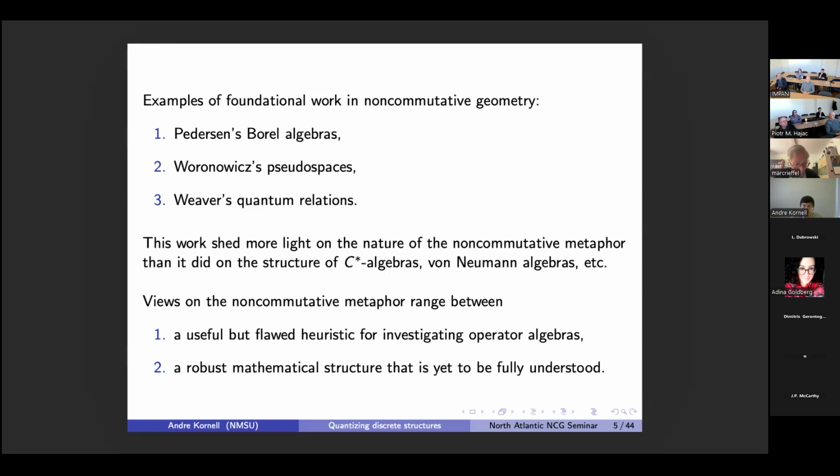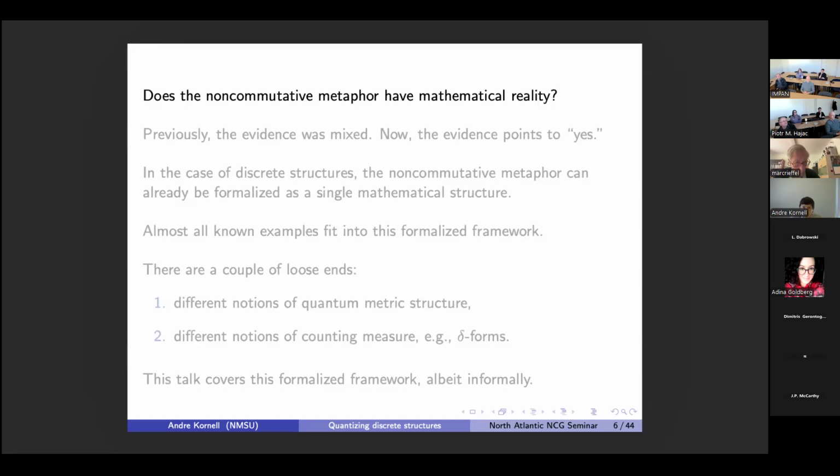But when we think about the spectrum, the real question that comes up is, does the non-commutative metaphor have mathematical reality? In other words, is there an underlying mathematical structure there, or is it just a funny way of speaking? And I would say that previously the evidence was mixed, but now the evidence points to yes. And one of the things I'd like to communicate in this talk is what the evidence is and why it points to yes.